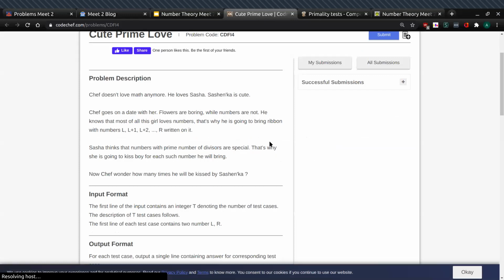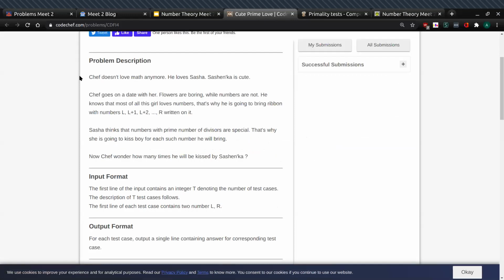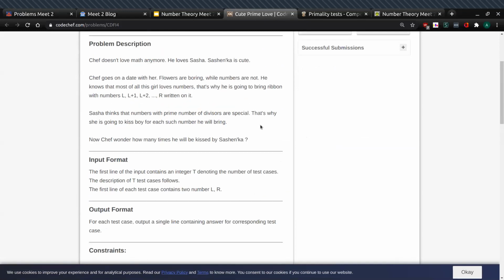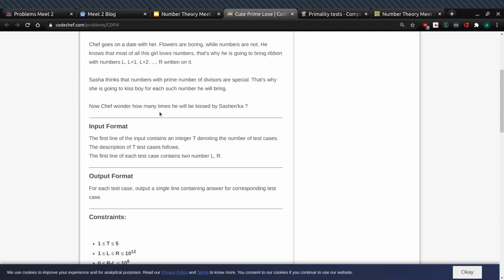Yeah. So basically you can read this problem. The problem says Chef doesn't love math anymore. He loves Shasha. She is cute. Chef goes on a date with her. Flowers are boring while numbers are not. He knows that most of all these girls love numbers. That's why he is going to bring a ribbon with numbers L till R written on it. Sasha thinks that the numbers with prime number of divisors are special. That's why she is going to kiss the boy for each such number he will bring. Now, chef wonders how many times he will be kissed by her.